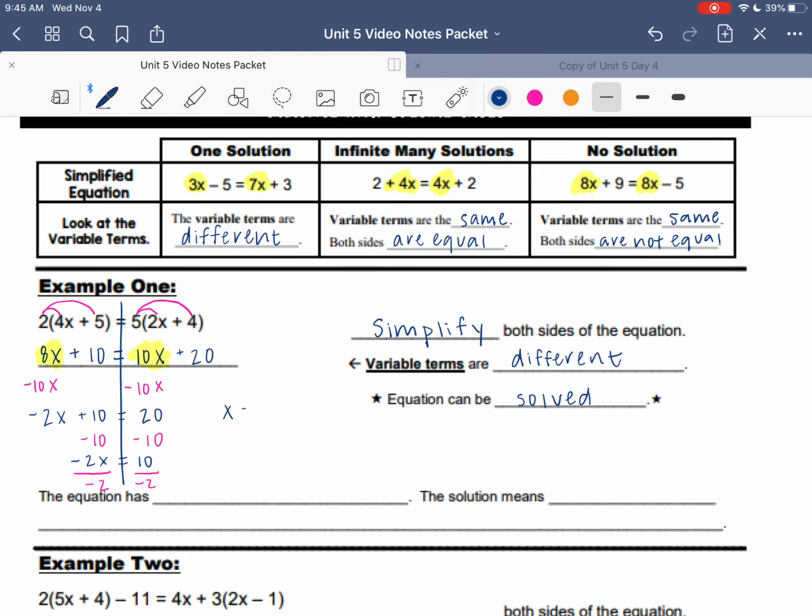And that will give me x equals negative 5. So that answer, what that means is that the equation has one solution. The single only solution that will work is x equals -5. So if we want to put that into words to describe what's happening, we can say that that solution means that -5 is the only value for x that will make the equation true.